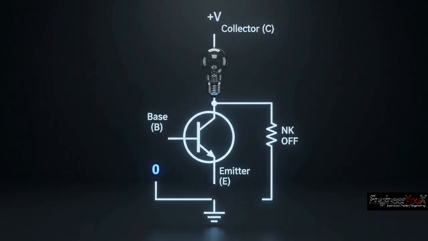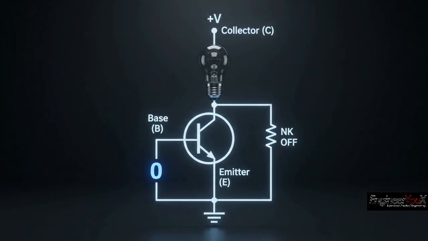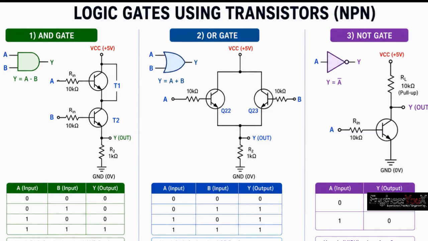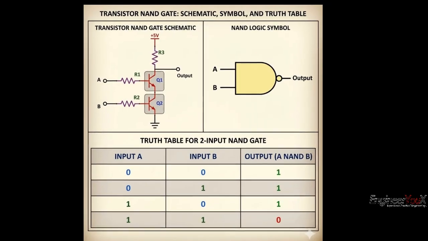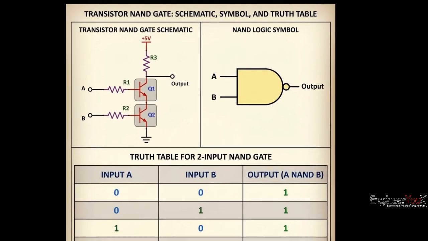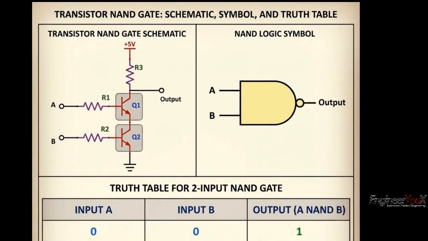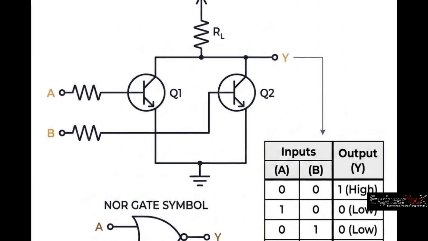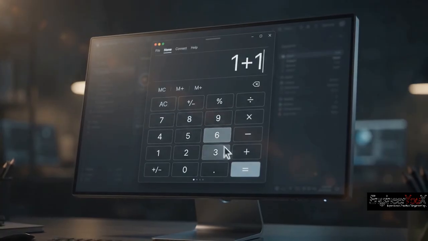A single transistor can only act as a switch. But when multiple transistors are connected together, they form logic gates such as AND, OR, and NOT. Although AND, OR, and NOT are the basic building blocks, most digital circuits are actually built using two special gates, NAND and NOR. They're called universal gates because any logic gate can be created using only NAND gates or only NOR gates. Let's see a real example.